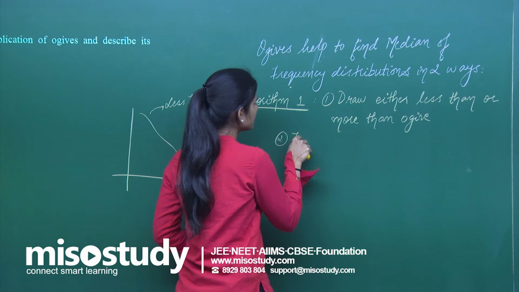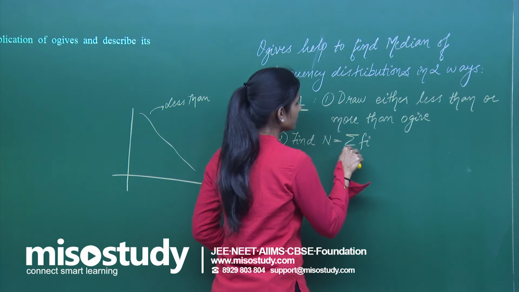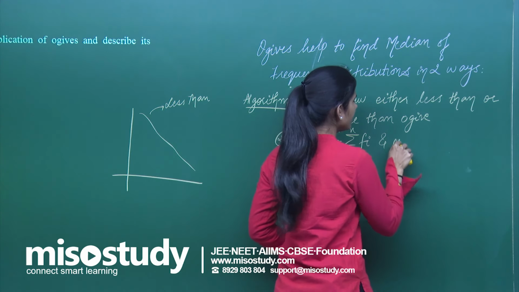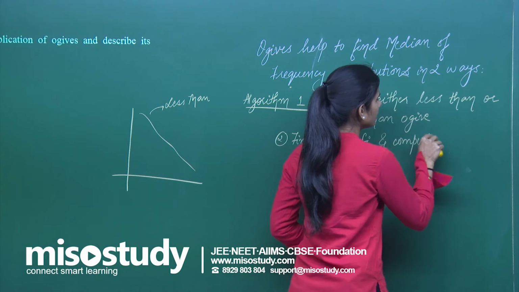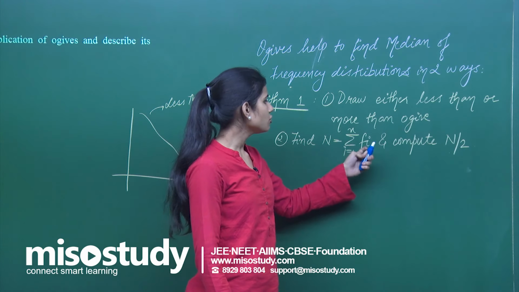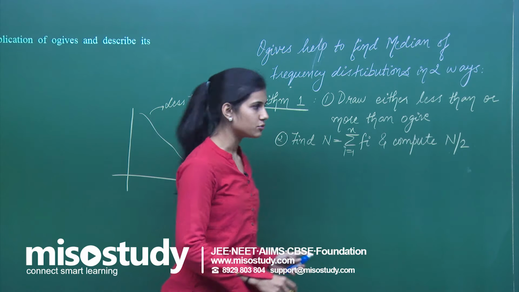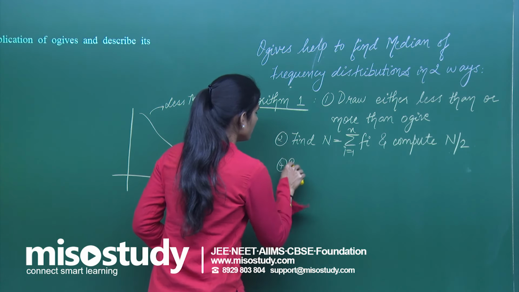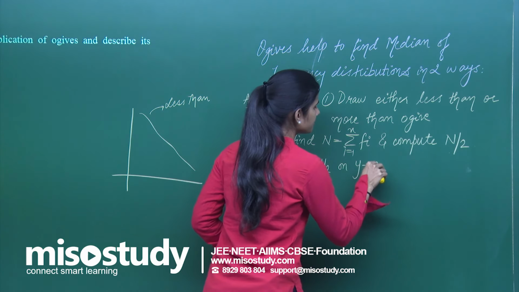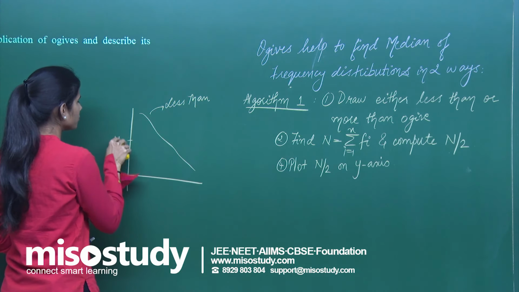Second is find capital N, which is the sum of all frequencies, and compute N by 2. This will be some value. So a frequency distribution is given to you. You have so many frequencies. Add them all up, get capital N. Divide N by 2, get N by 2. Plot N by 2 on the y-axis. So on the y-axis, suppose this point is N by 2.